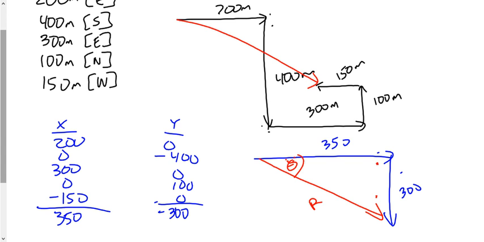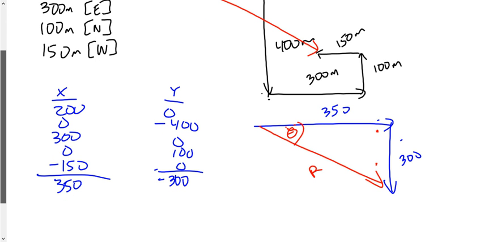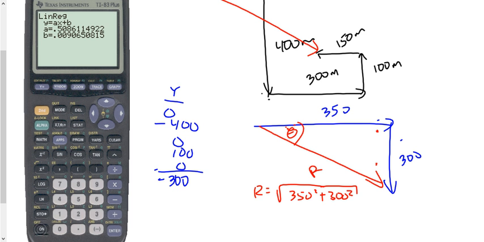All right, let's find the value of r. Using the Pythagorean theorem, r is equal to the square root of 350 squared plus 300 squared. Let's do that one on our calculator together here. 350 squared plus 300 squared. Okay, let's square root that. We end up getting 461.